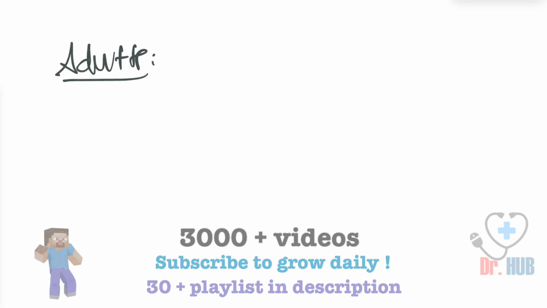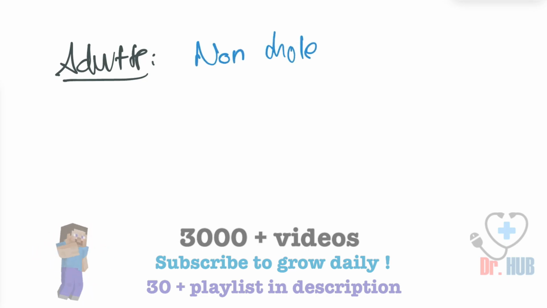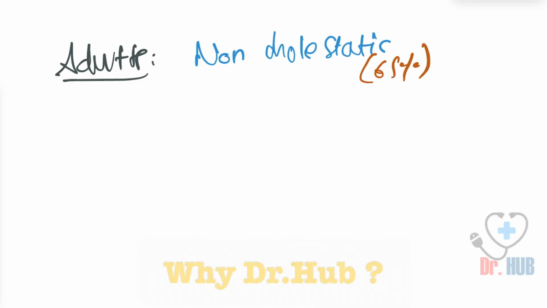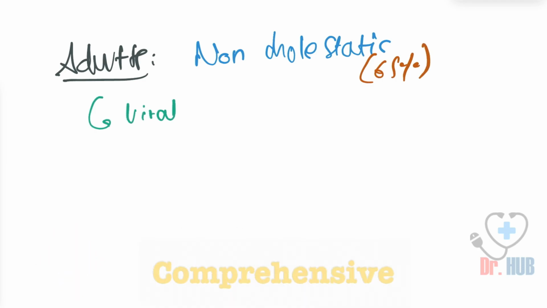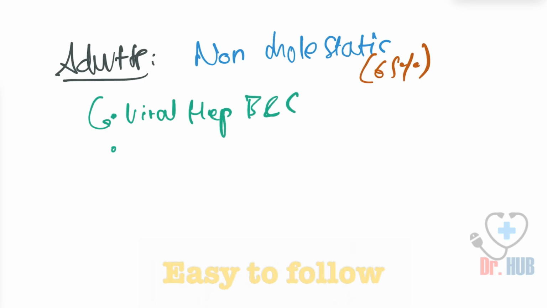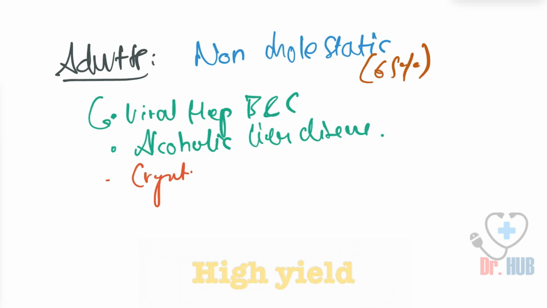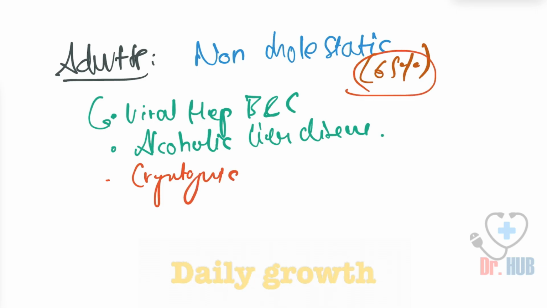So in terms of adults, what do we have? There is the non-cholestatic. So non-cholestatic, if you see, what are the causes? It is about 65%. And what does it include? It includes the viral hepatitis B and C. Next, it includes the alcoholic liver disease, and it also includes the cryptogenic. So all this forms 65% of the indications.